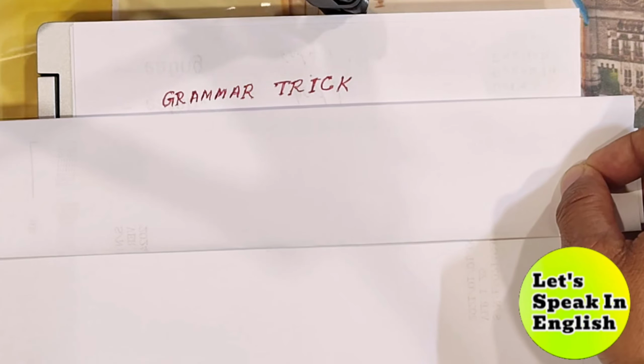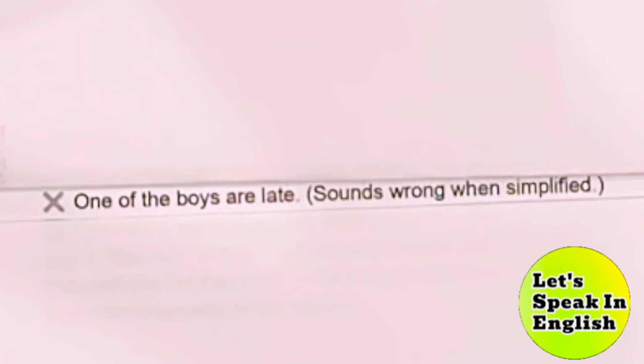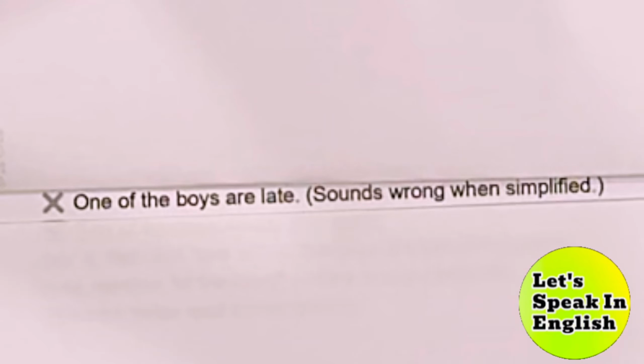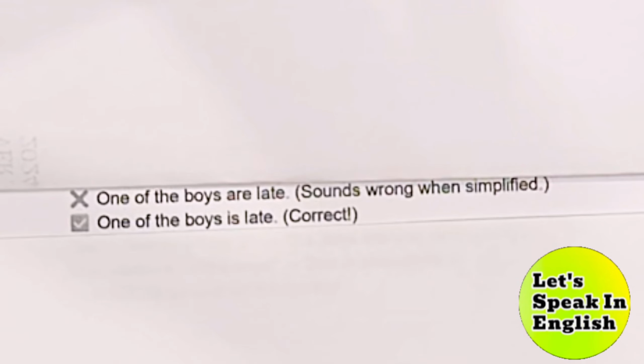I teach you a grammar trick. It's a very easy trick and this helps you to use the grammar correctly. Here we have one sentence: "One of the boys are late." When we read it, this is a wrong sentence. It sounds wrong when simplified. And its correct form is: "One of the boys is late." How to use this sentence grammatically correct? I teach you a trick, a very simple trick.